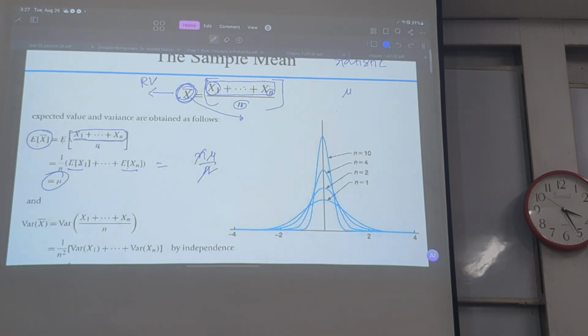Now, what does this quantity, the expected value of X bar, represent? Can anyone tell? It is the average of the averages. X1, X2, up to Xn: each set of Xn produces an X bar. It's an average value, and we are taking the average of the averages.